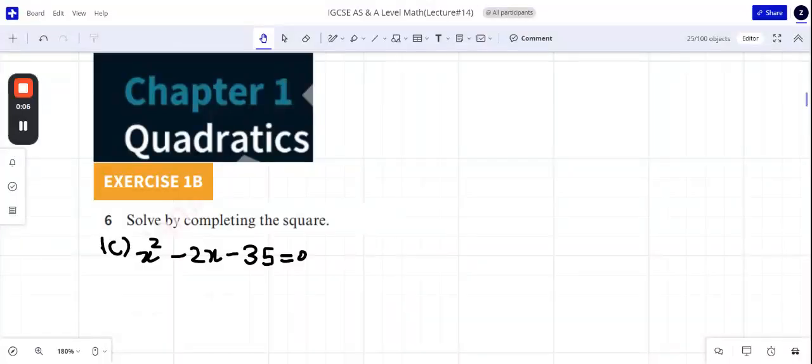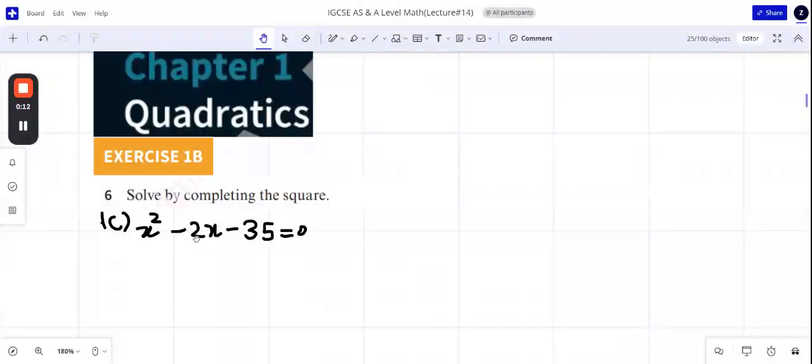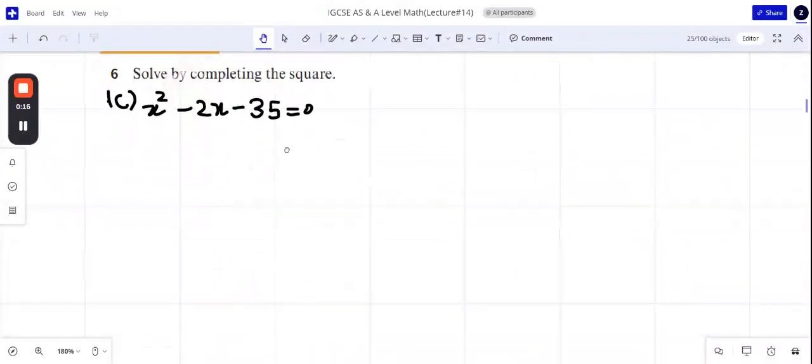Dear students. Question number 6. Part C is x square minus 2x minus 35 equals to 0. Now we have to solve by completing square. So first of all, we will shift the constant value on the other side of equal. So it will be equals to 35.